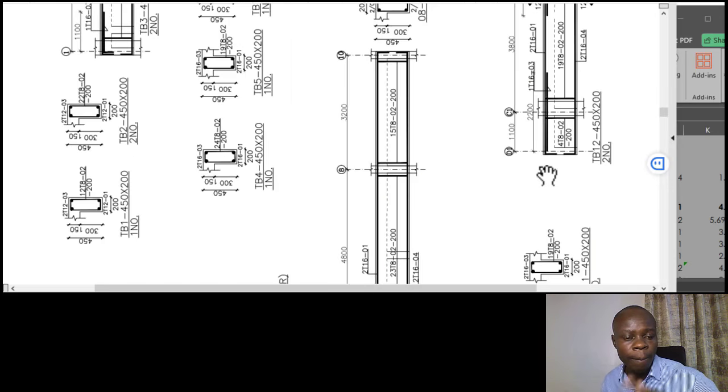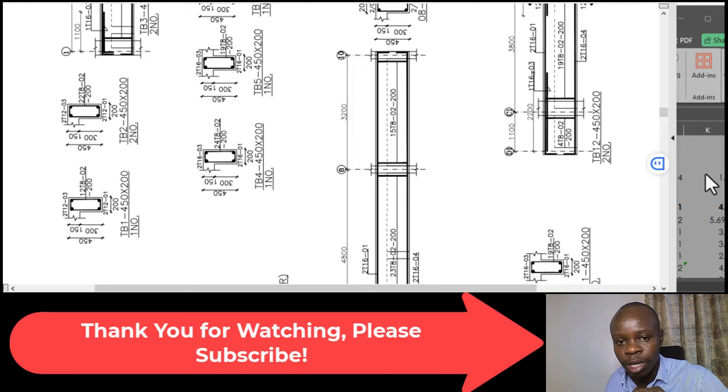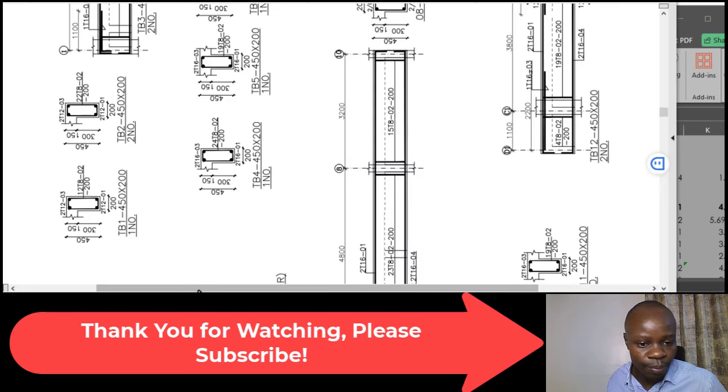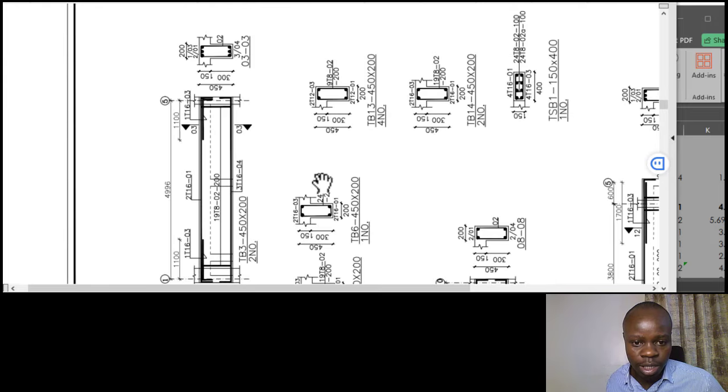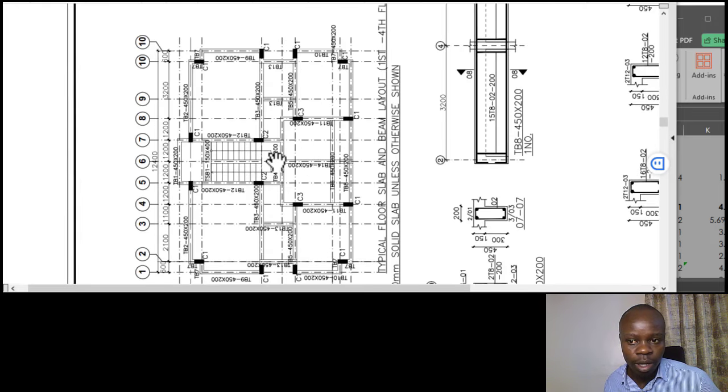So the basic approach you would use to easily take off the reinforcement bars for the beams is, one, the step that I've mentioned, find out the beam layout. Then two, identify the lengths of the various beams that have been provided. For instance, in this case, the beam layout is here. In this beam layout, identify which kind of beams you have.